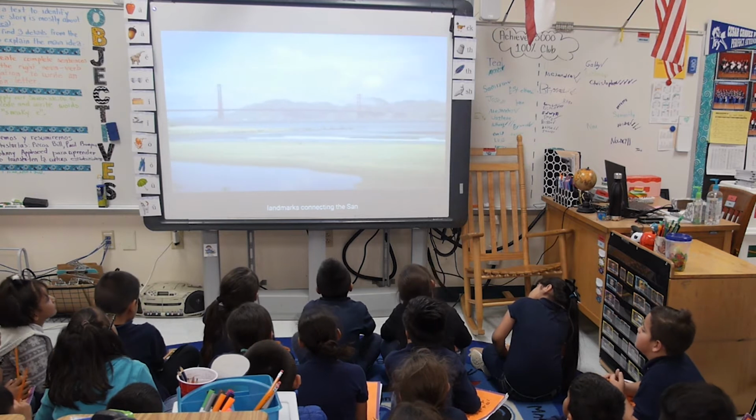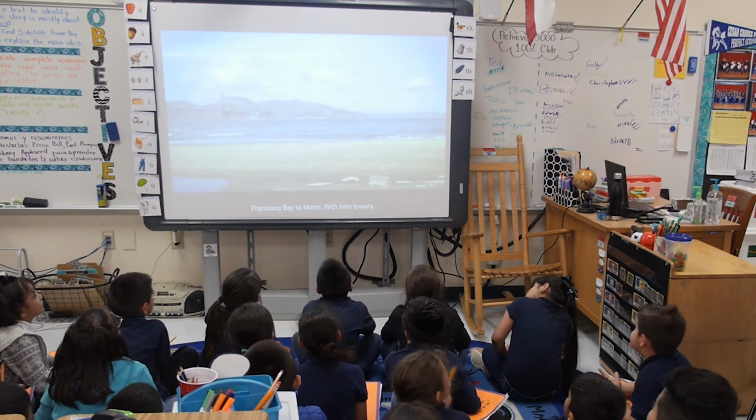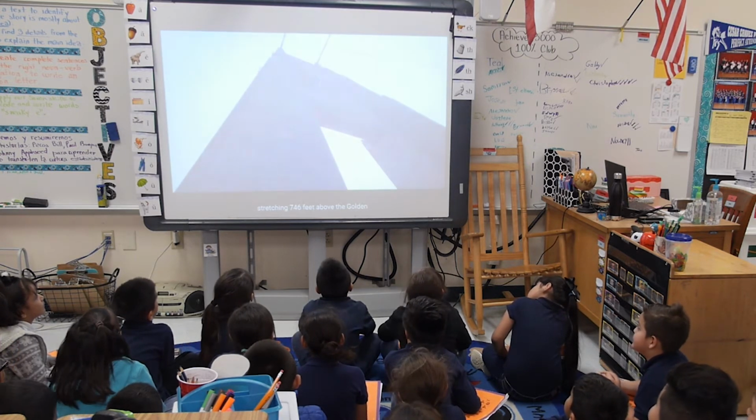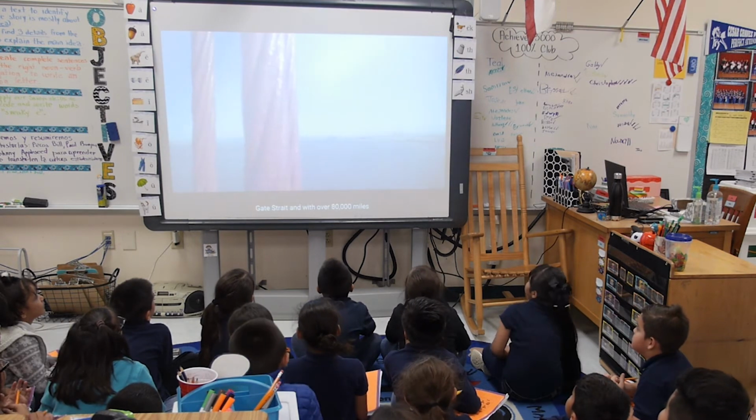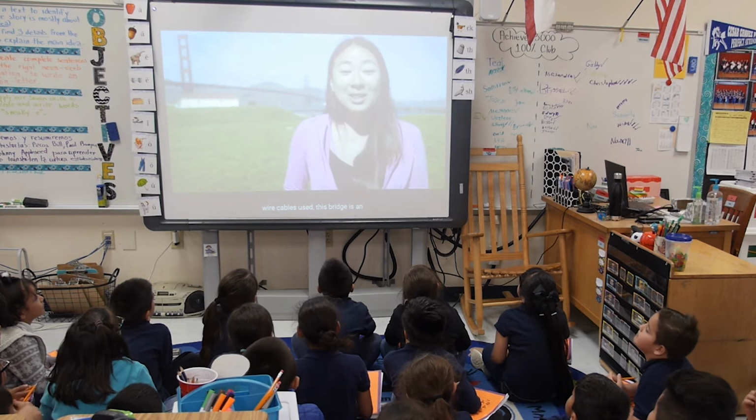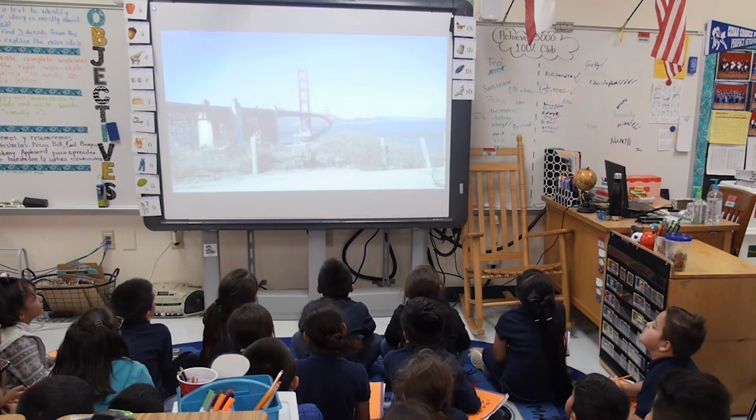California's most famous landmarks, connecting the San Francisco Bay to Marin. With twin towers stretching 746 feet above the Golden Gate Strait and with over 80,000 miles of wire cables used, this bridge is an engineering feat.